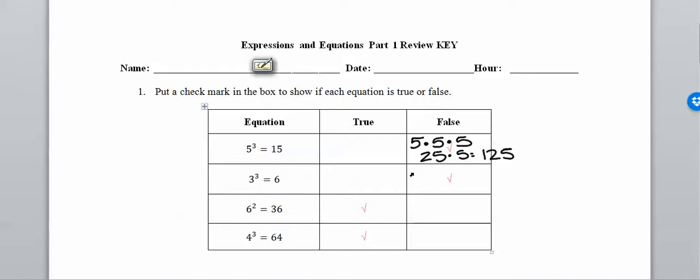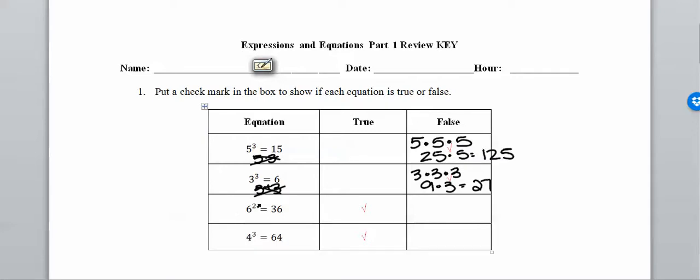3 cubed is 3 times 3 times 3, or 3 to the third power, and 3 times 3 is 9, times 3 is 27, not 6. So in this one, the person thought that they were taking 5 times 3, which is not the case. And in this one, they thought they were adding 3 plus 3, which is not the case.